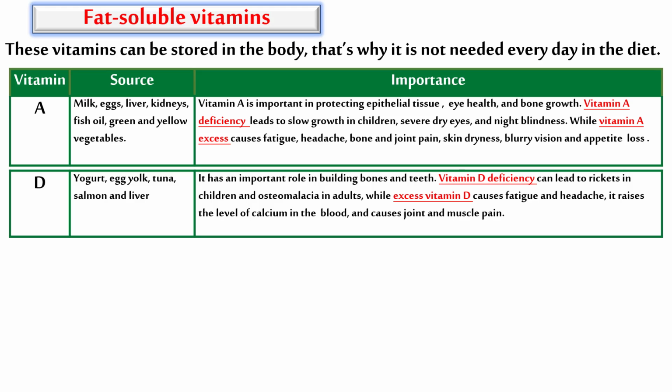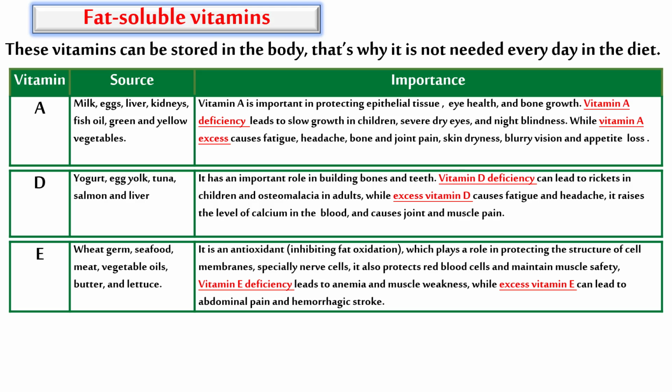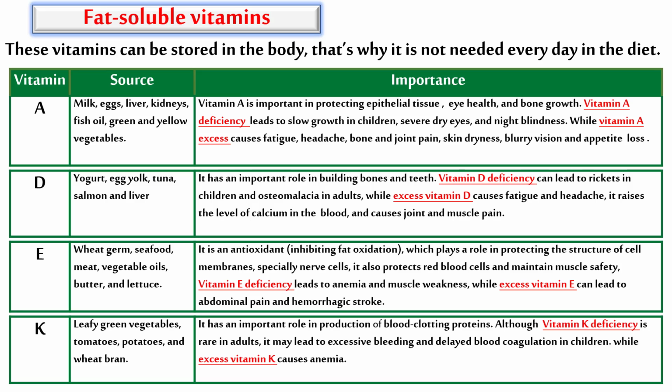Third type of fat-soluble vitamins is vitamin E, which we may get from wheat germ, seafood, meat, vegetable oils, butter, and lettuce. Vitamin E is considered as antioxidant, and also it plays a role in protecting the structure of cell membrane. Finally, vitamin K. The main sources of vitamin K are leafy green vegetables, tomatoes, potatoes, and wheat bran.